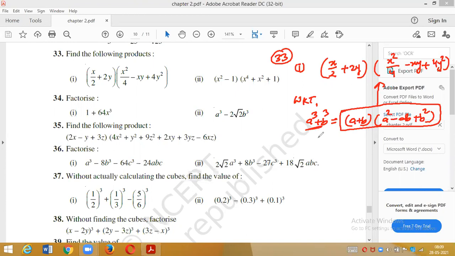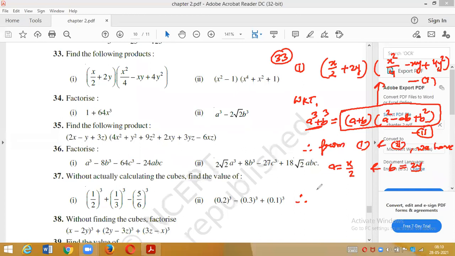Is it clear? That means if you compare this part x by 2 plus 2y with this, it is very clear. The value of a is x by 2 and the value of b is 2y. Correct? We take this as the first one and this as the second one. From first and second we have a is equal to x by 2 and b is equal to 2y.